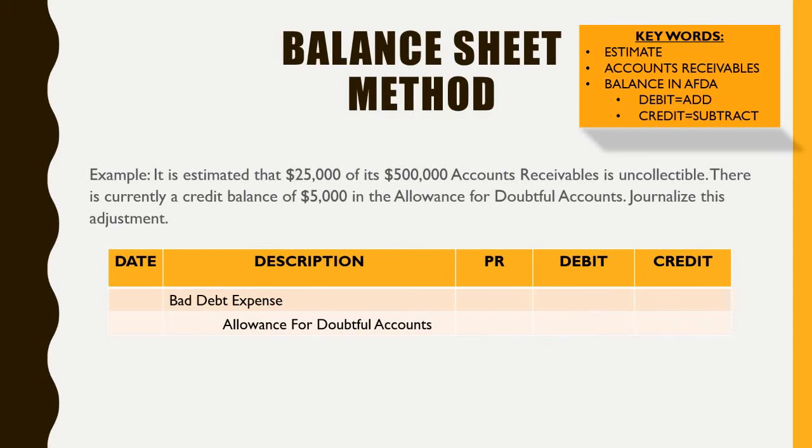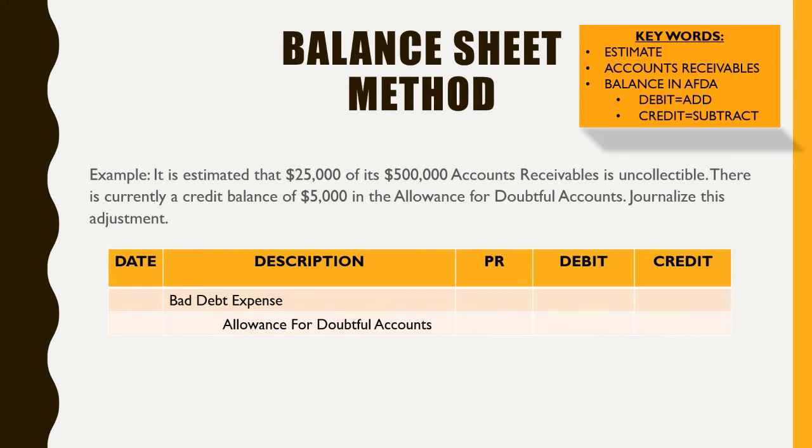So let's talk about another example, except this time there's a different factor. It is estimated that $25,000 out of my $500,000 accounts receivable is to be uncollectible. But there is currently a credit balance of $5,000 in the allowance for doubtful accounts. So coming back to the idea, if I already have $5,000 in my allowance for doubtful accounts and it's a credit balance, how many more do I need to get to my end goal of 25,000?